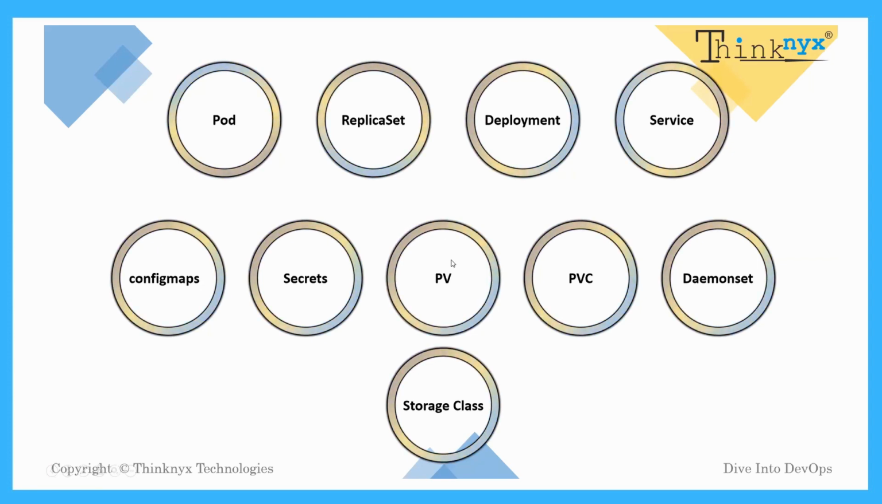Similarly, you have other objects also: persistent volume claim, daemon set, storage classes, network policies, ingress resources, ingress controller. There are a lot of objects. But pod, replica set, deployment, services, config map, and secrets, these are very, very essential. In fact, PV and PVC are also very essential. If you know these 4, 5, 6 objects, probably you are in a position where you can understand all the rest of the things yourself. Right?